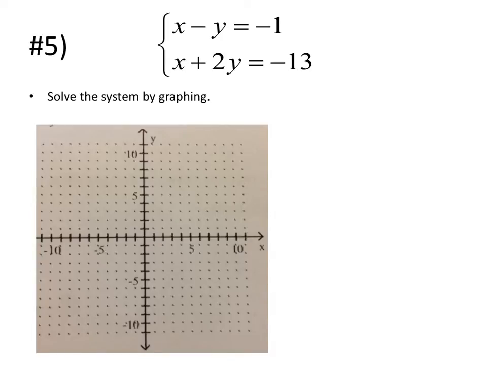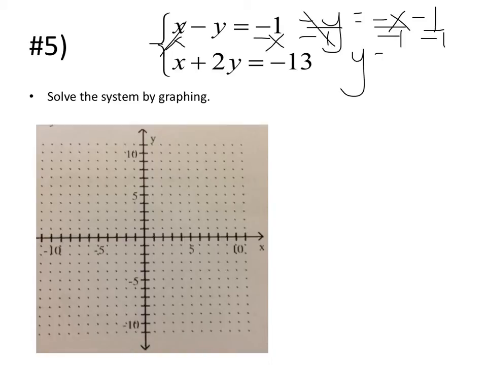So I'm going to subtract x from both sides, giving me negative y is equal to negative x minus 1. And then I'm going to divide each piece by negative 1, giving me y equals x plus 1. So my y-intercept is 0, 1. We go up 1 over 1, up 1 over 1, up 1 over 1. So this is my line right here.